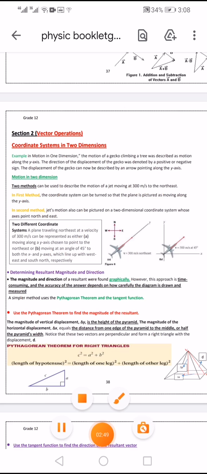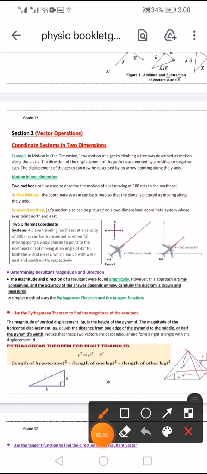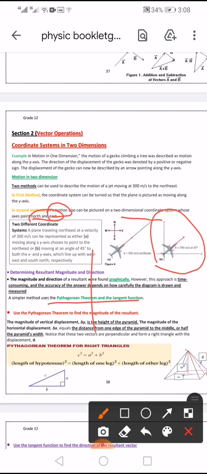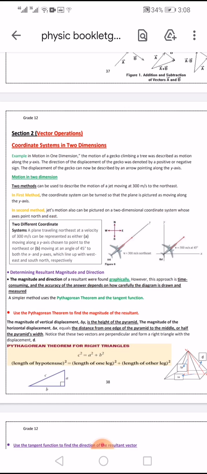Second method, jet motion can also be pictured on a 2-dimensional coordinate system whose axes point north and east. So we can use another method like this, y, x. So the motion of the plane is 300 meters per second at 45 degrees, like this. So this angle will be 45.